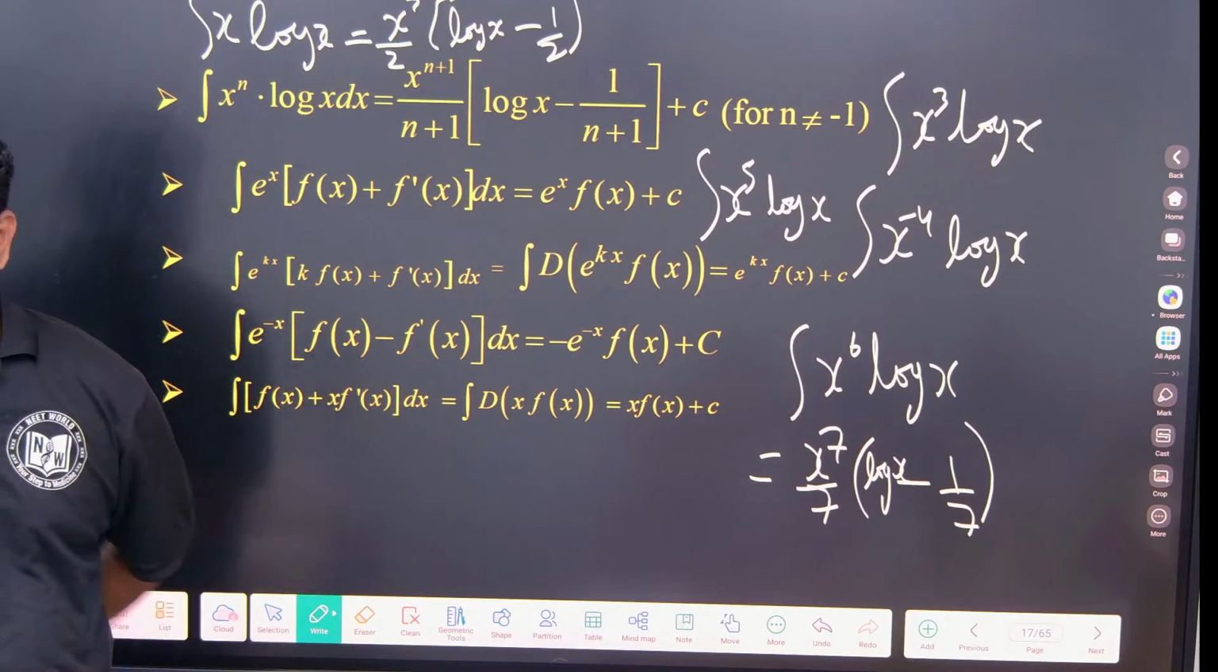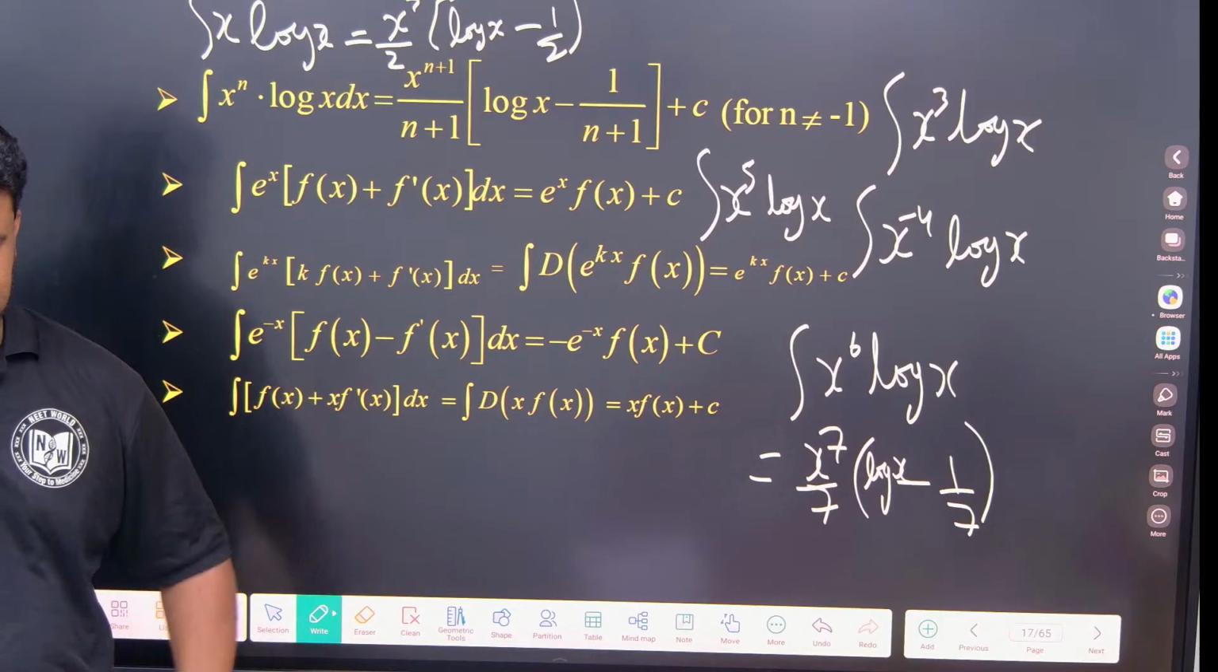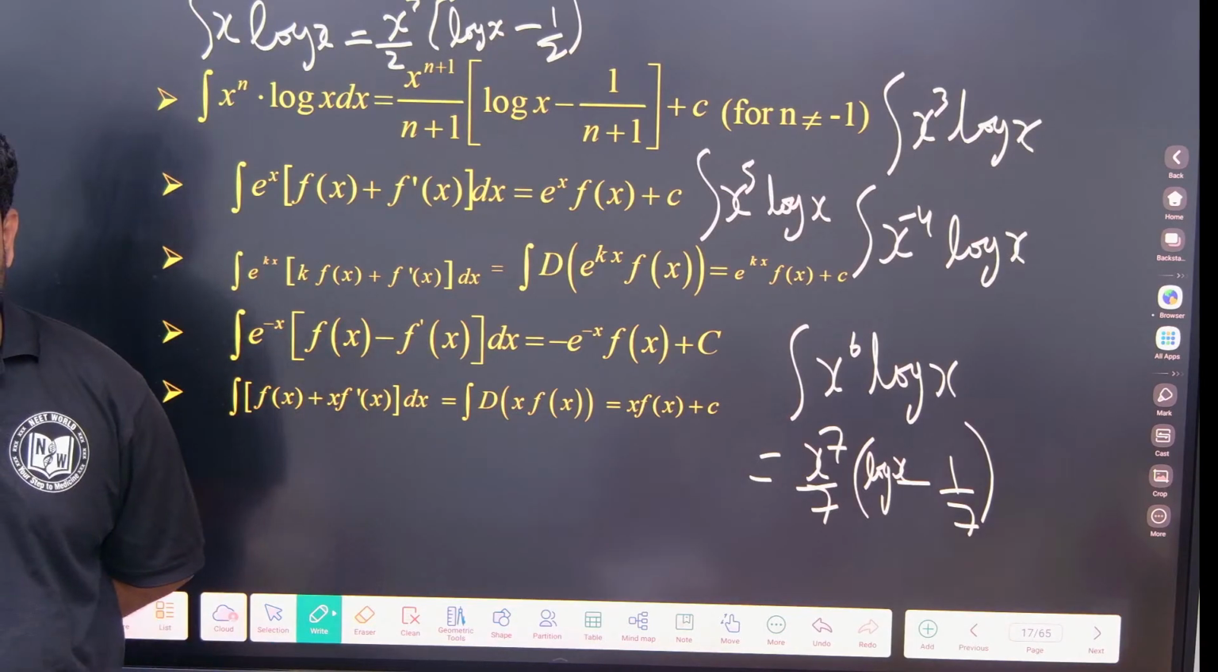Gayatri, you tell me what is the formula? E power x sin bx integral. Okay, problem. Vaishnavi, you tell me e power x sin bx. E power x by a square plus b square into a sin bx minus b cos bx.